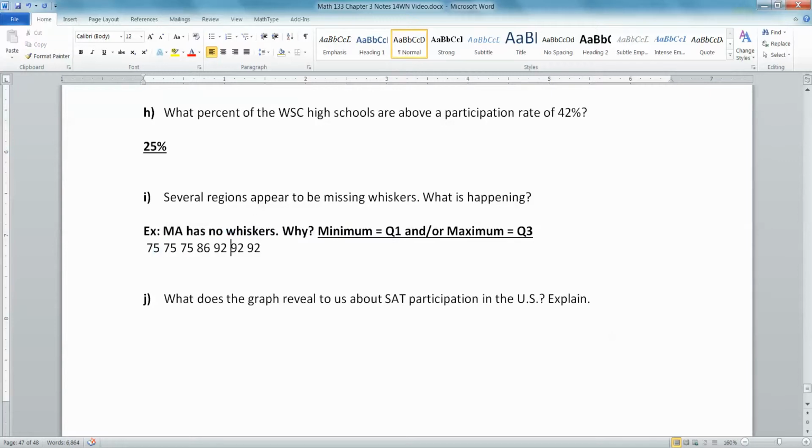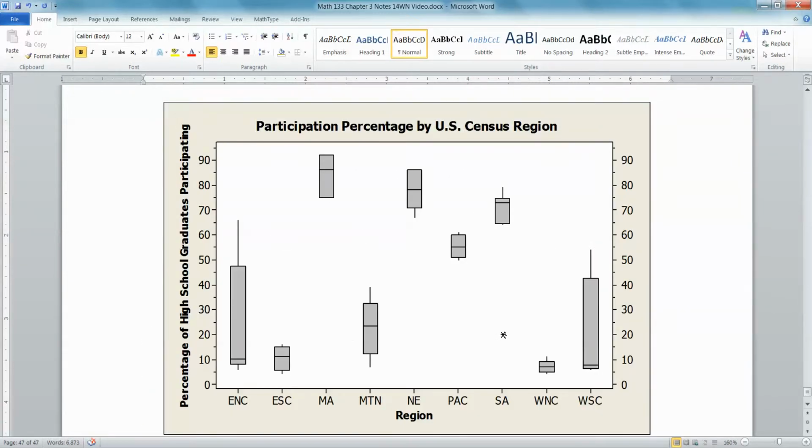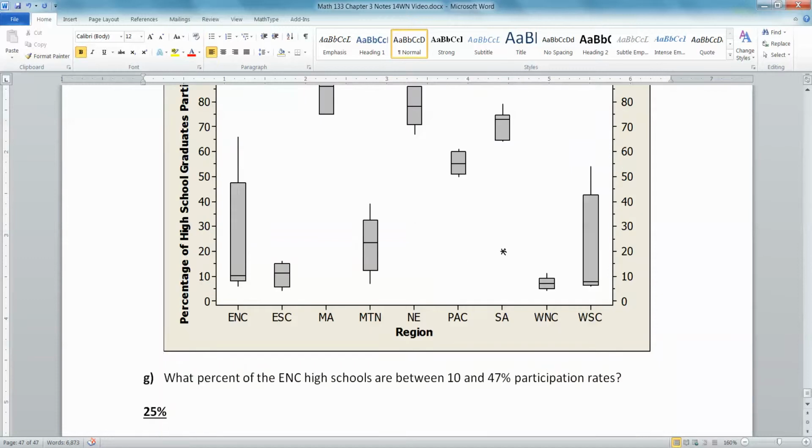So it ends up being that they're all kind of the same thing. That would be how MA would have no whiskers, where your Q1, which in this case was 75, was equal to your min, and then your max 92 is equal to your Q3, which is also 92. That sometimes happens. This is especially common with small data sets. There's only 50 states, so once we've sectioned them into this many different regions, there's not a lot for the MA. There's only a few states there.